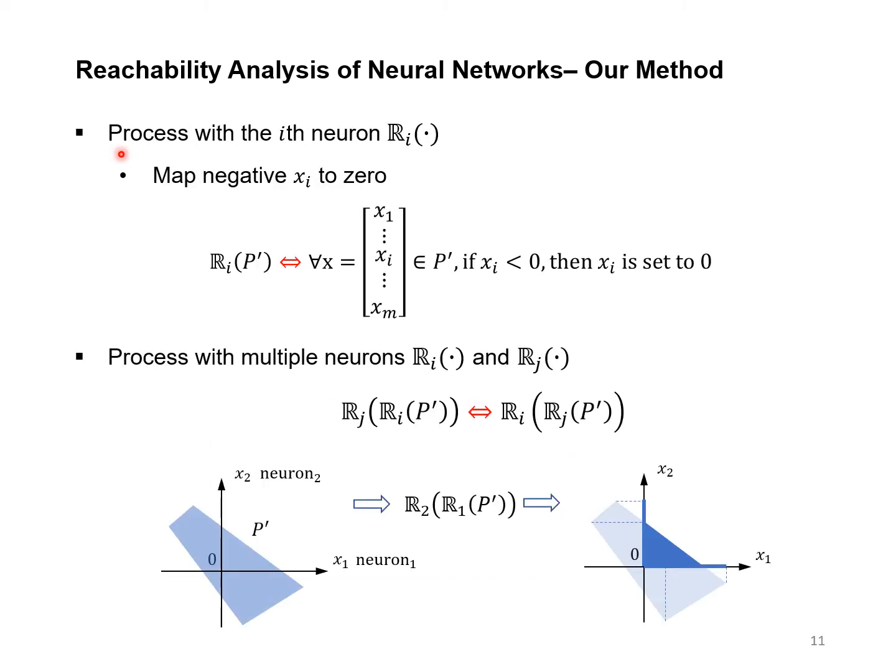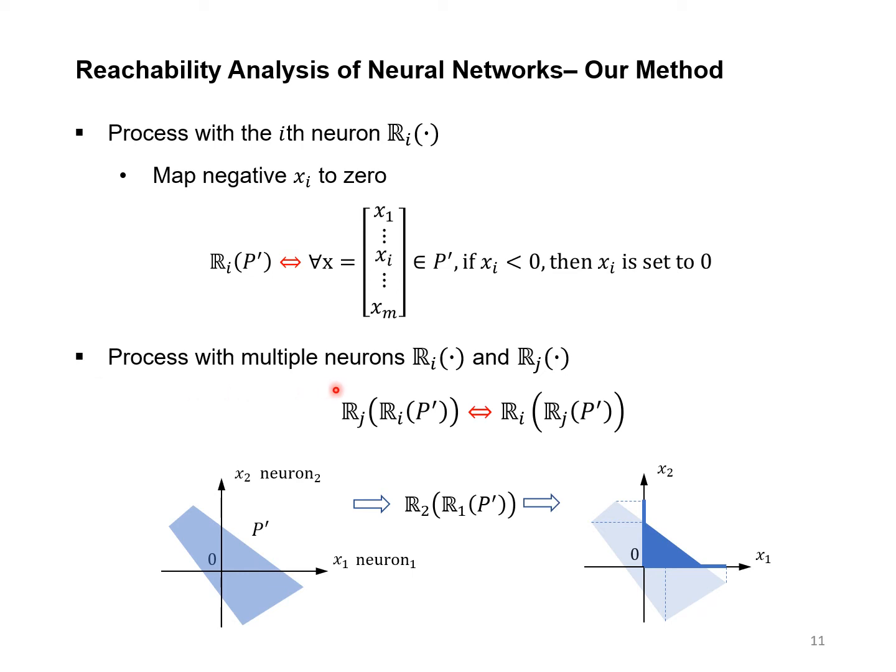After the affine transformation, we talk about the process with each neuron. Here, we denote the process in the neuron i as function Ri. The function Ri takes in a set and outputs a set. It essentially maps all the negative xi dimension in the set to 0. Here are the details of this process. When the function Ri takes in the set P dash, for all the element points x in the set P dash, if its xi dimension is negative, then the xi dimension will be set to 0.